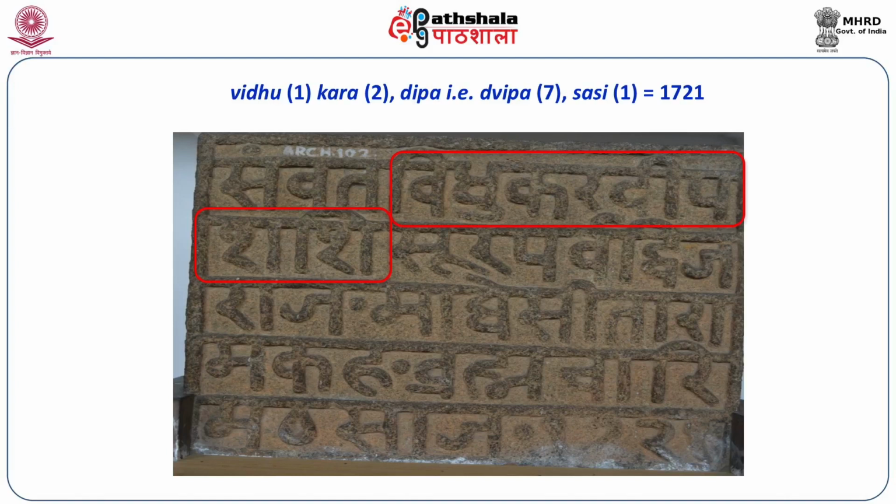So Dvipa are the 7 islands. Sapta Dvipa Vasumati. We are aware of the tradition. So there are 7 Dvipas, and then finally Shashi again is the sun, 1. So the date is 1271, and it comes to 1721. This is probably in the Shaka era again.